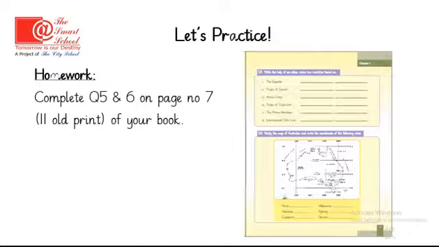Homework. You have to complete question number 5 and 6 on page number 7 of your book. Students having old print will find this exercise on page number 11.